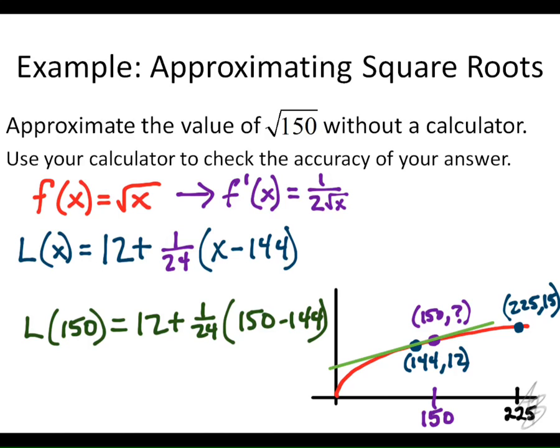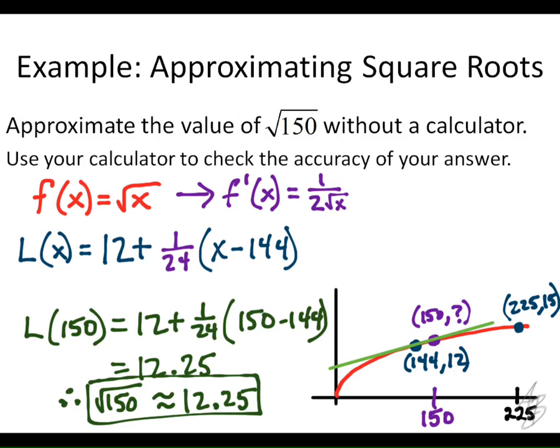150 minus 144 is 6. 6 over 24 is a fourth, right? So it would be 0.25. So the linearization is going to be equal to 12.25, which means then that the square root of 150 is approximately equal to 12.25. What do you think about that? Pretty easy.